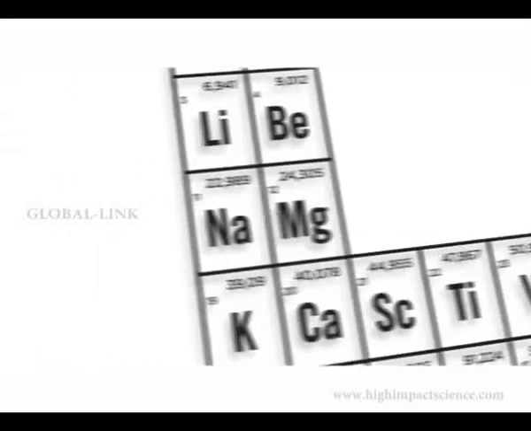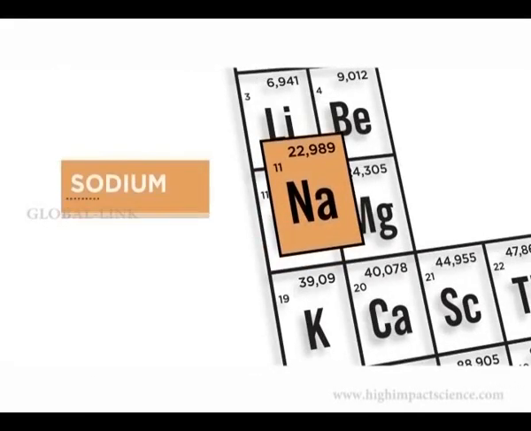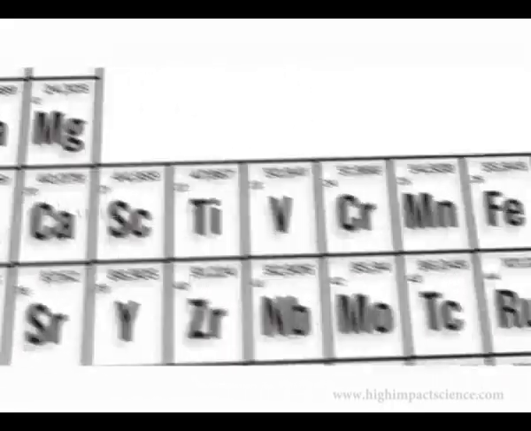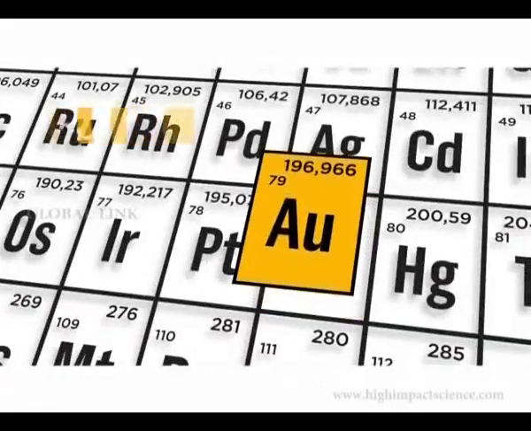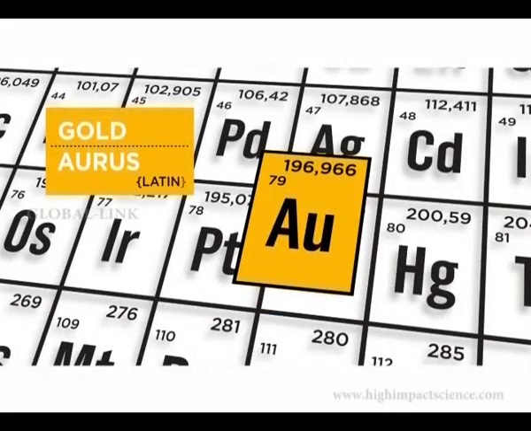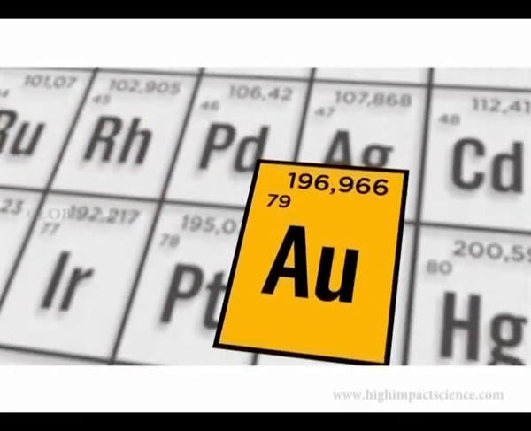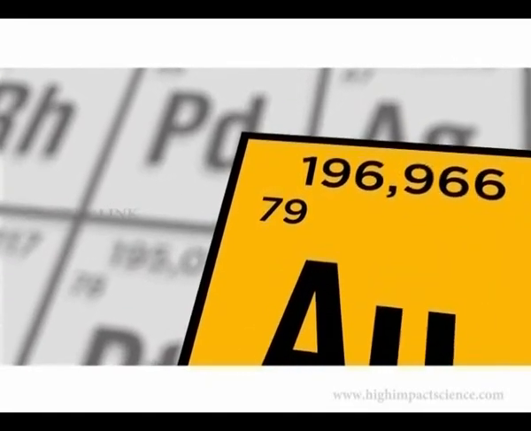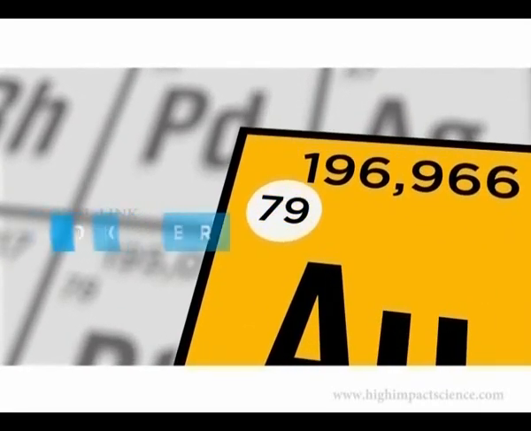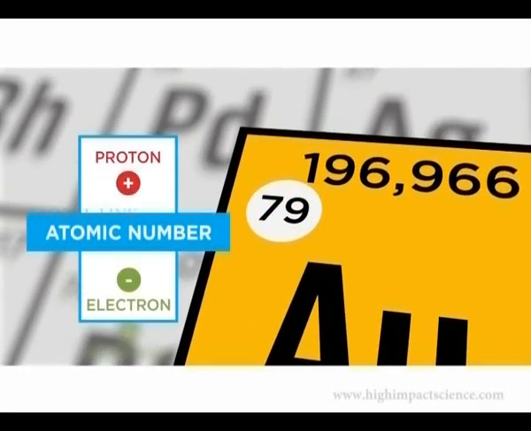Sodium is represented by Na because it comes from the Latin natrium. The symbol for gold is Au because in Latin it was called aurum. You will also recognize the numbers appearing next to the letters. For example, the atomic number, which is the number of positive and negative charges of an atom.